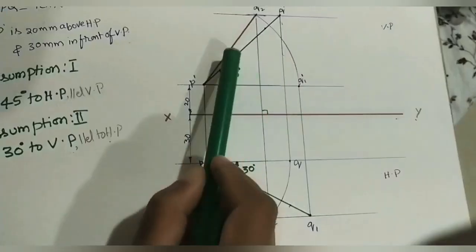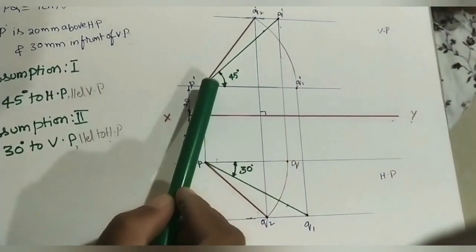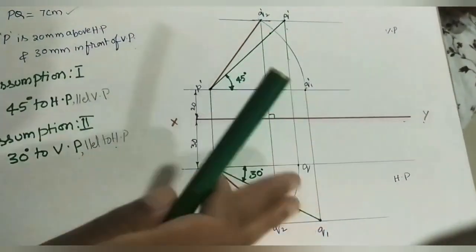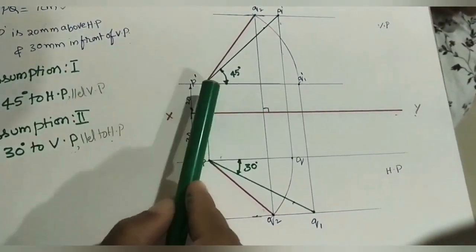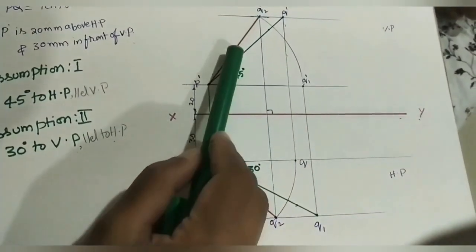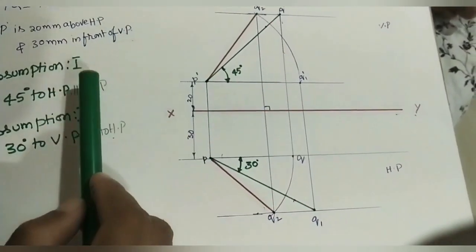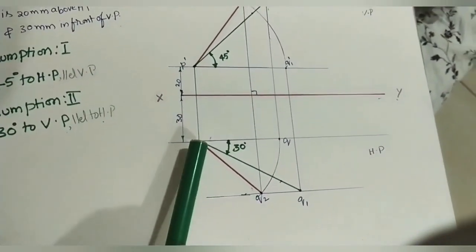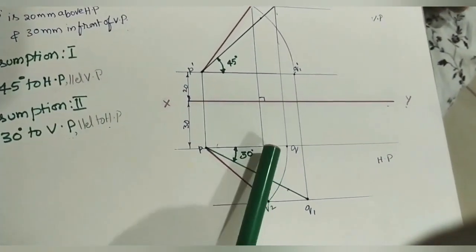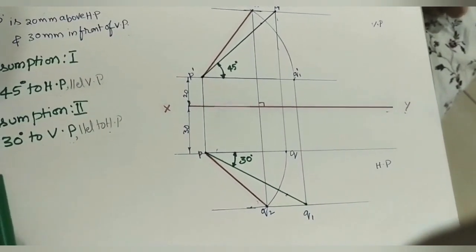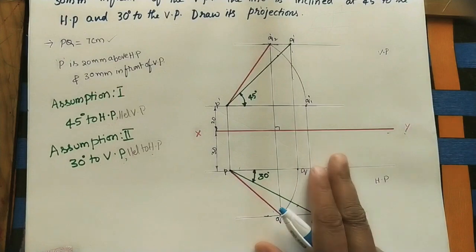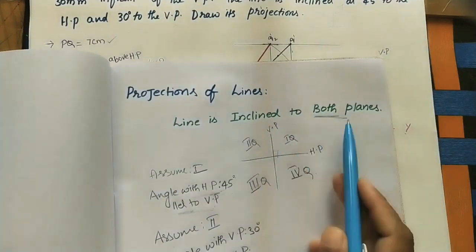Sometimes they will ask what angle the final front view is making. Okay, this side angle is with the HP, this side angle is with the VP. They may ask what angle the final front view is making with the HP. We have to measure by using the protractor, so we can write this value. And similarly, how much angle the final top view is making with the VP. Okay, so we can measure by using the protractor. This is the method of doing the line inclined to both the planes.